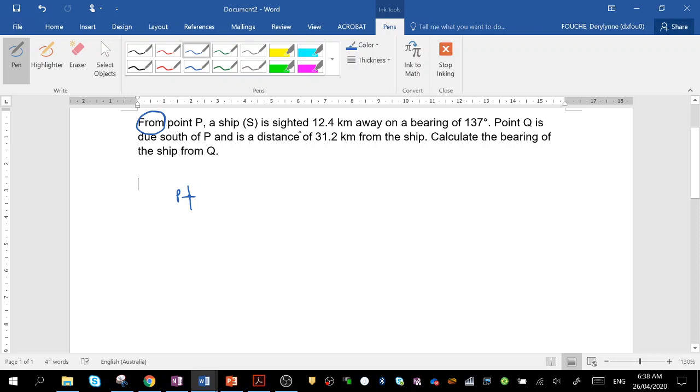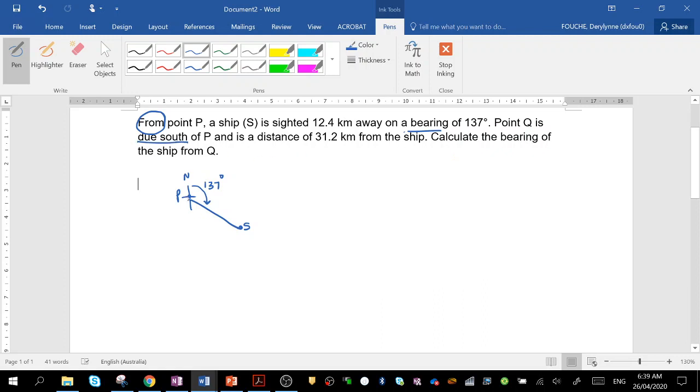A ship is sighted 12.4 kilometers away on a bearing of 137 degrees. Now, bearing is always measured clockwise from north, and I'm looking for 137 degrees, and so that means that my ship is situated somewhere over here.